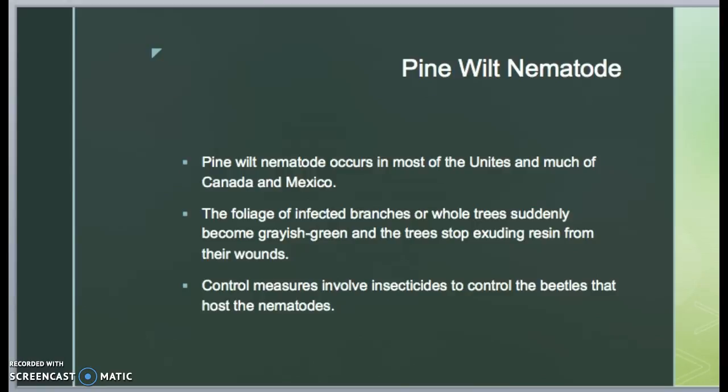Pine wilt nematode. Pine wilt nematode occurs in most of the United States and much of Canada and Mexico. The foliage of infected branches or whole trees suddenly becomes grayish-green and the trees stop exuding resin from their wounds. Control measures involve insecticides to control the beetles that host the nematodes.